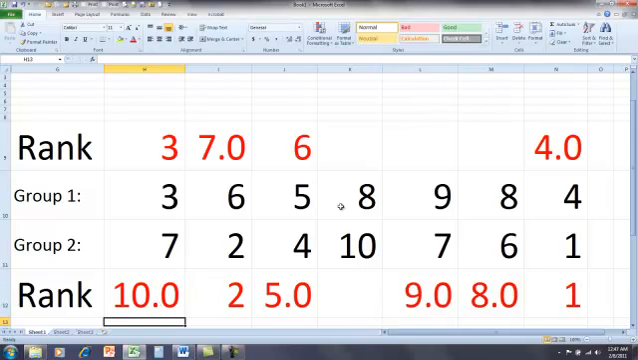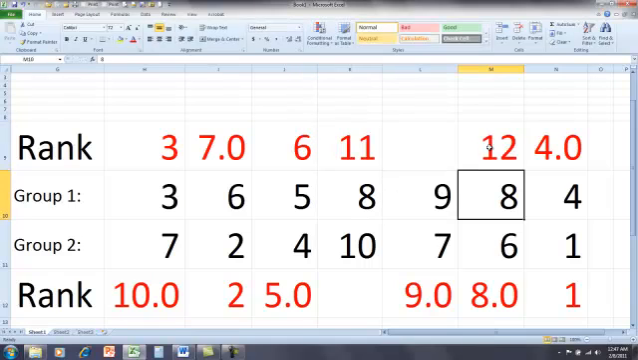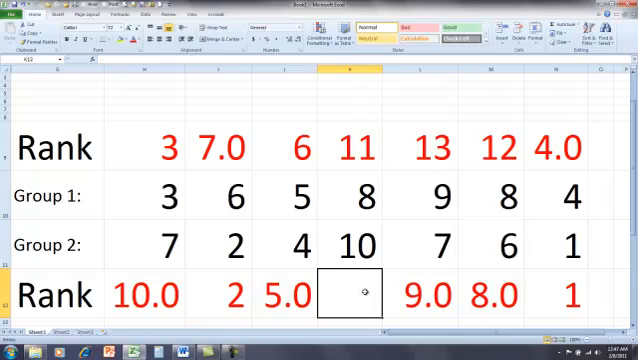The next number is 8. That'll have a rank of 11. Here's another 8. We'll give that a rank of 12. And then here's a 13. And then the highest number gets the highest rank of 14.